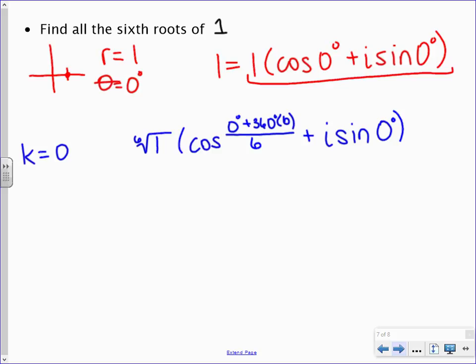So we have the 6th root of 1, which is 1, times the cosine of 0 is 1, plus i times the sine of 0. Hey, 1 is a 6th root of 1. We already knew that. Let's find the next one.